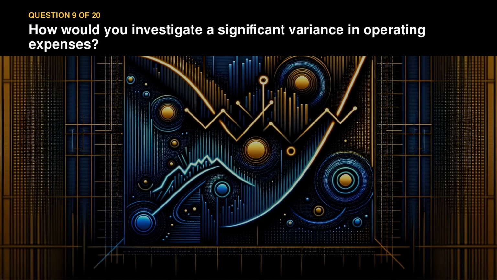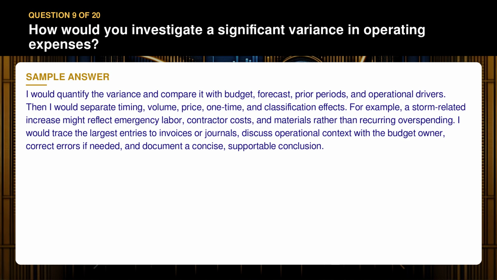Question 9. How would you investigate a significant variance in operating expenses? I would quantify the variance and compare it with budget, forecast, prior periods, and operational drivers. Then I would separate timing, volume, price, one-time, and classification effects. For example, a storm-related increase might reflect emergency labor, contractor costs, and materials rather than recurring overspending.